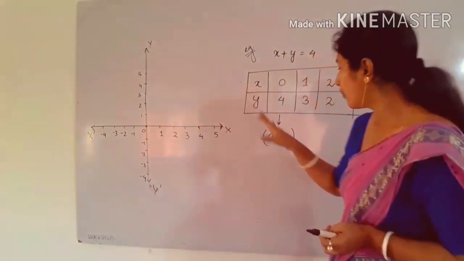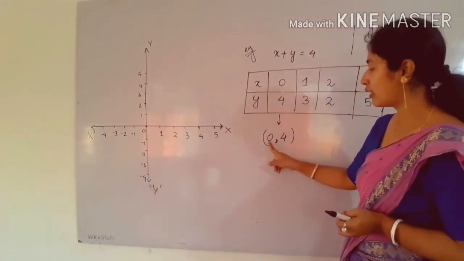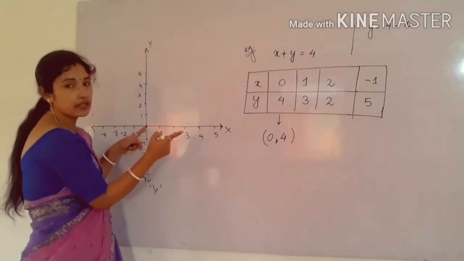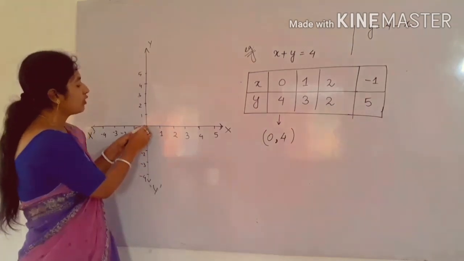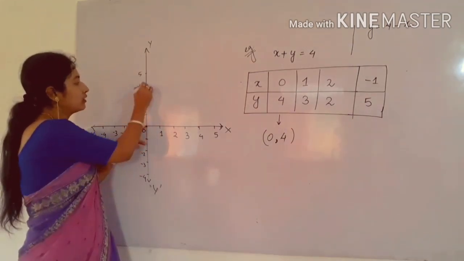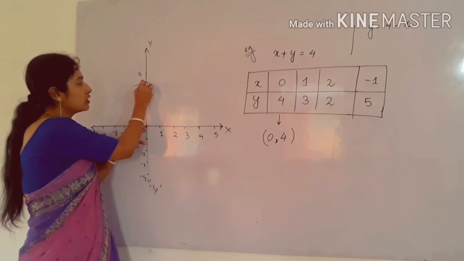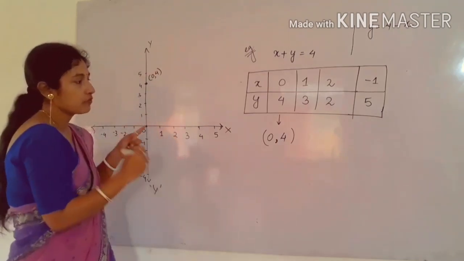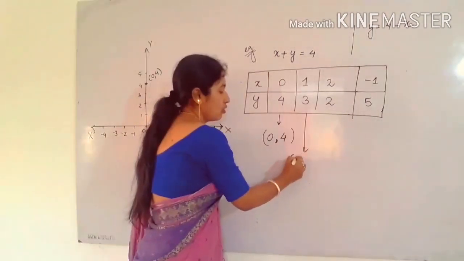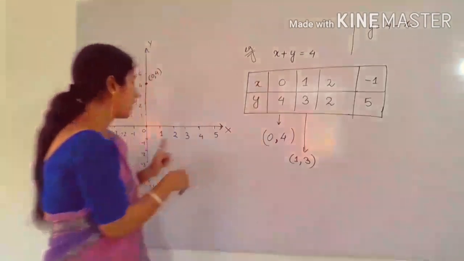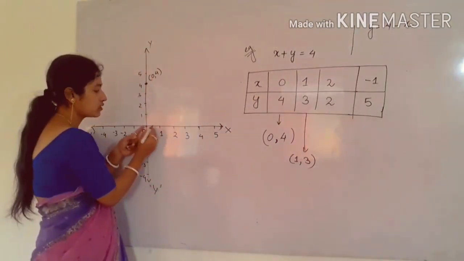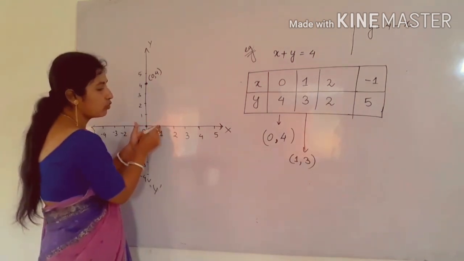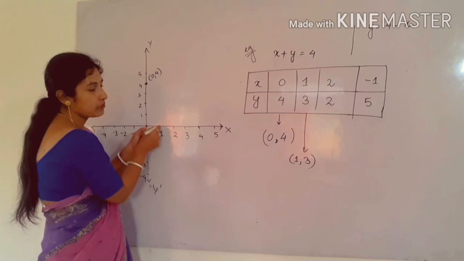Okay, now we will plot the first point. The value of x is 0, so here the value of x is 0. Next, the value of y is what? 4. Where the value of y is 4, you have to go upward, in the upward direction here. So this point is (0, 4). Next, see, what is the next coordinate? It is (1, 3). So the value of x is 1 here. Next, the value of y is 3. So from this position you have to go, the value of y is 3, that means positive.